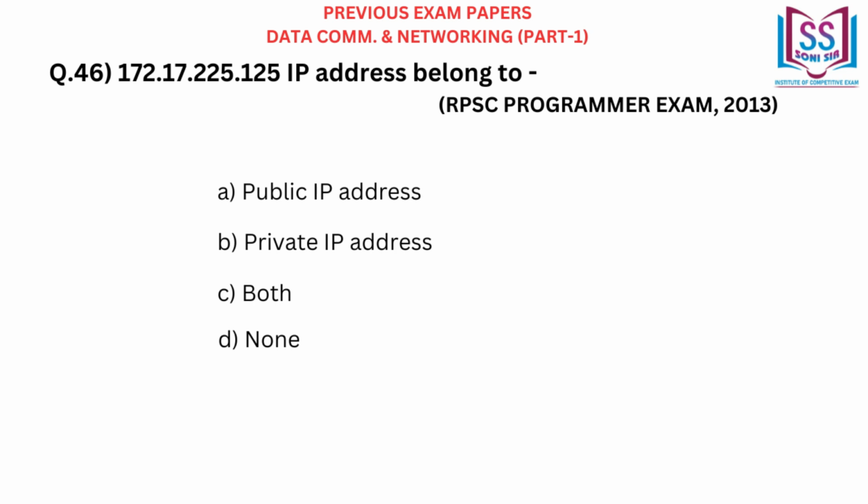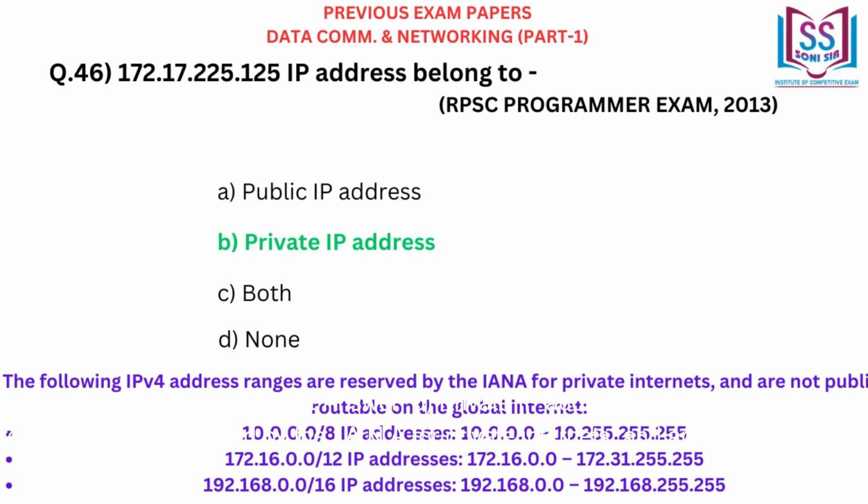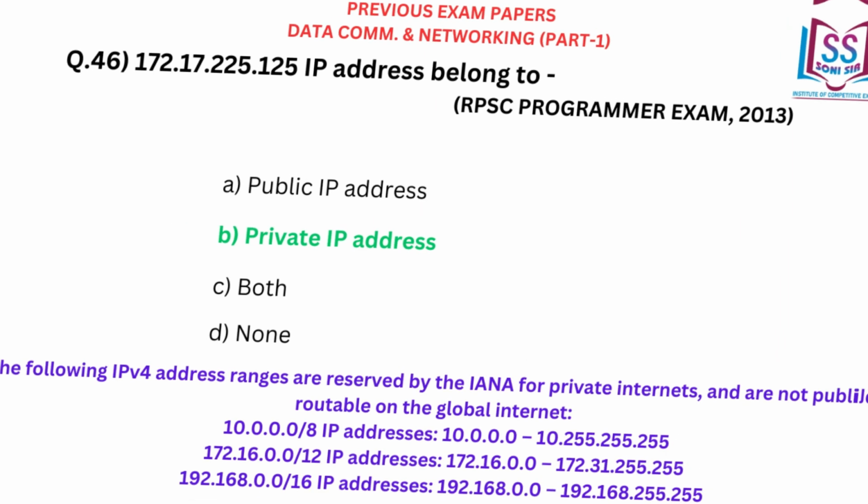172.17.225.125 IP address belongs to A. Public IP address. B. Private IP address. C. Both. D. None. Correct answer B. Private IP address. The following IPv4 address ranges are reserved by the IANA for private internets and are not publicly routable on the global internet.